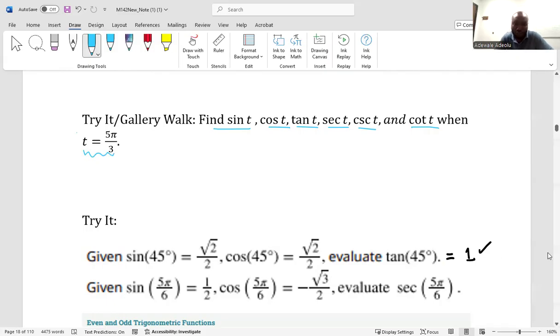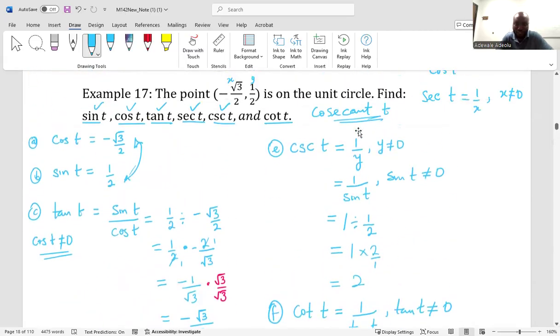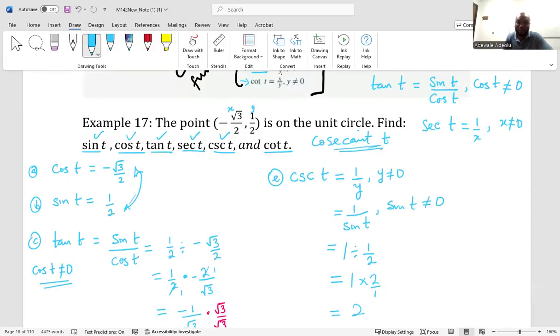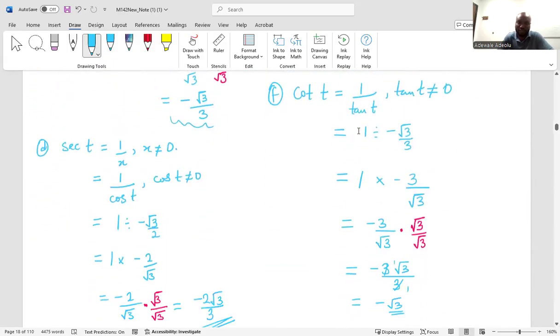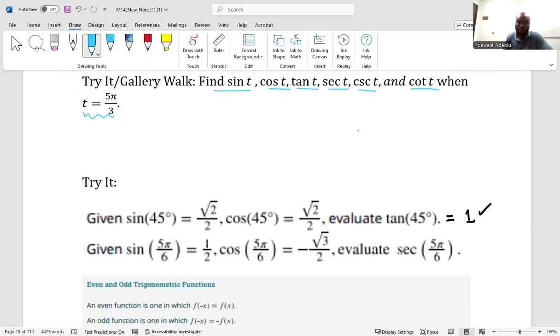The only difference between this problem and the problem we solved here is that here we were given the terminal points. In this case, we were not given the terminal points, we were given the angle. However, we just learned how to find the terminal points. You can find the reference point, get the terminal point for the reference point, then use the sign of the angle where 5 pi over 3 lies to know the sign. Then you can proceed to finding all of this. So the same thing with this problem.